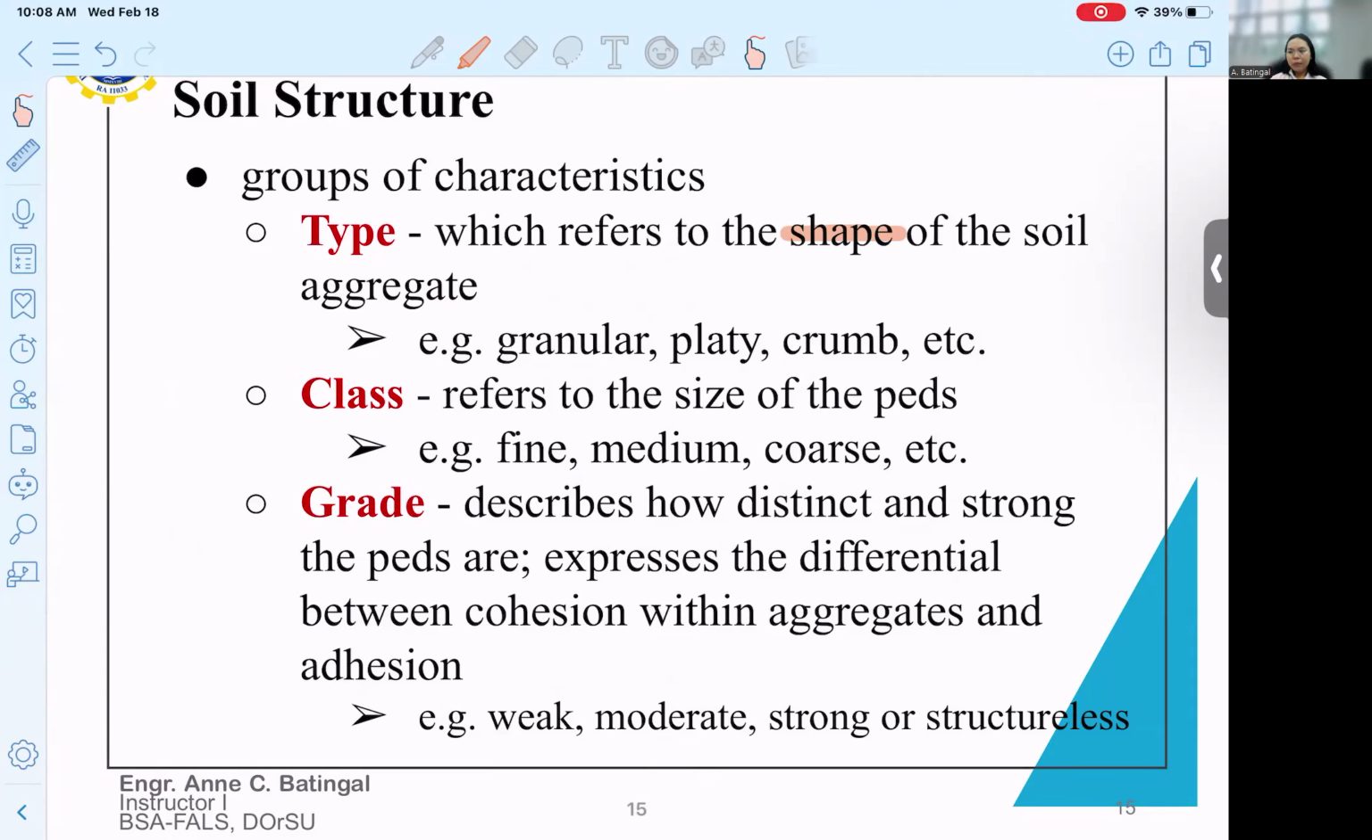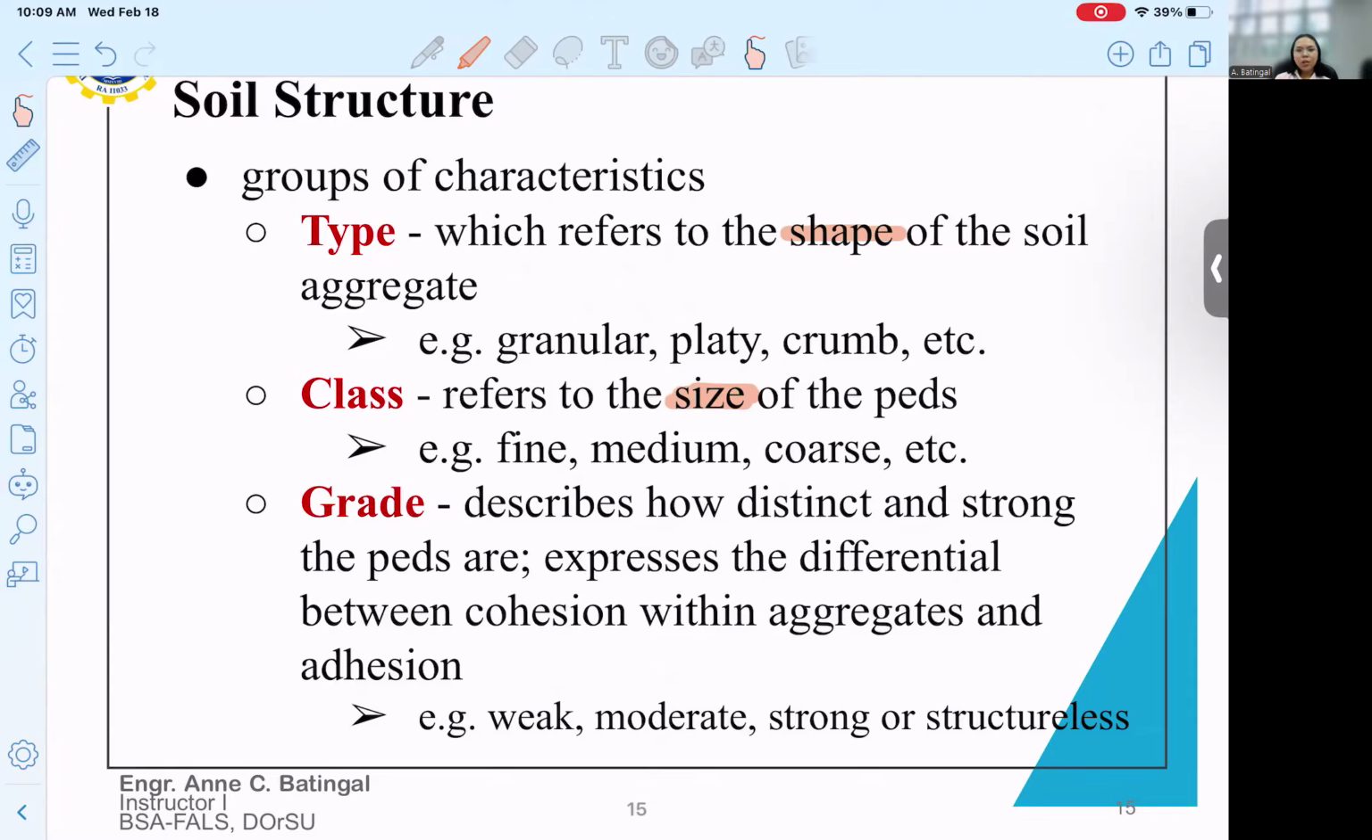When you talk about class naman, it refers to the size. So it can be fine, medium, coarse, or dagko ang size sa imong beds. Again, type is to shape, class is to size. And what about the grade? Grade describes how distinct and strong the beds are. So it can be expressed in terms of the cohesion or the attraction within aggregates. So it can be weak, moderate, strong, or structureless. How sila kadikit sa each other? That's what we mean by grade.